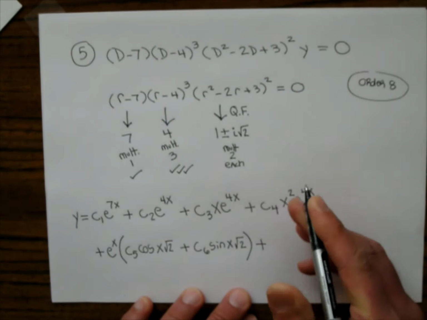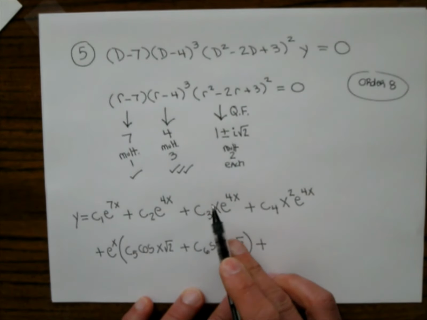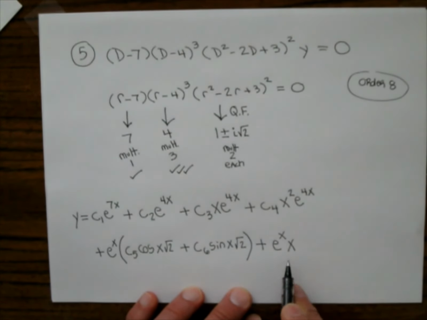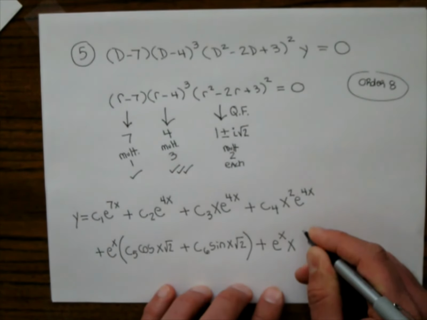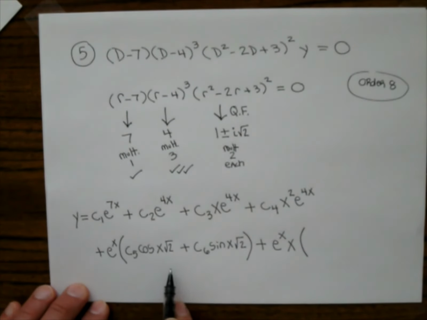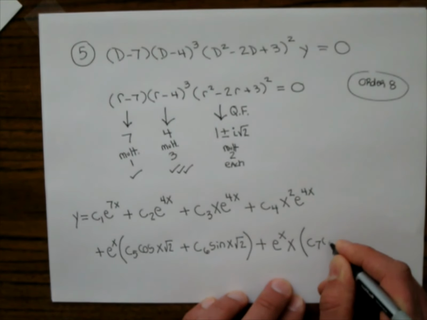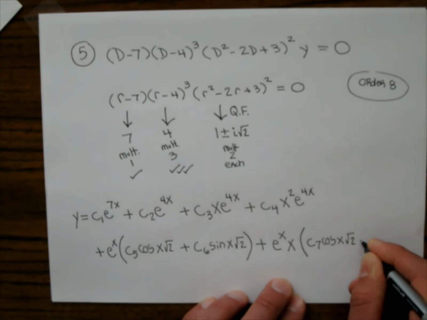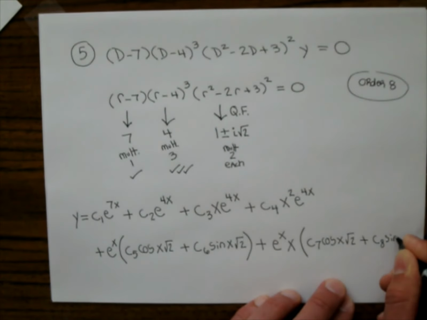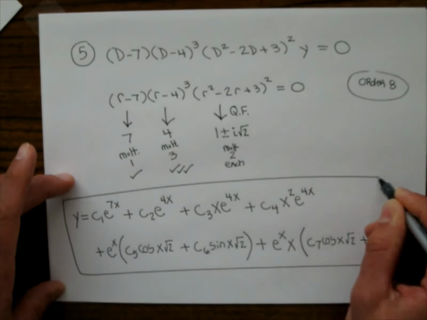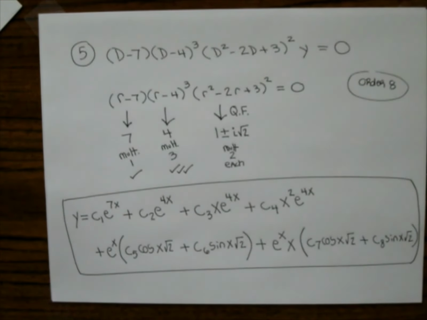Okay, because these each have multiplicity 2, we're going to play the same game that we did here. We're going to go e to the x, and perhaps we should have put the x in front of it. It doesn't matter which order you put those in. And then we write out this again, making sure that we don't say C5 and C6, but C7 and C8. So C7 cosine x root 2 plus C8 sine x root 2. So this is the first 8th order differential equation that we've ever solved. And that's kind of neat. So we're able to solve really cool differential equations. Okay, we're done with this section.